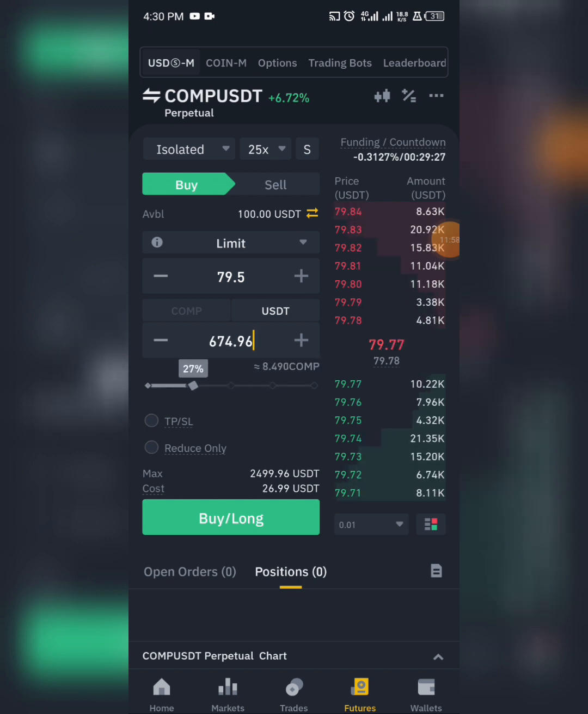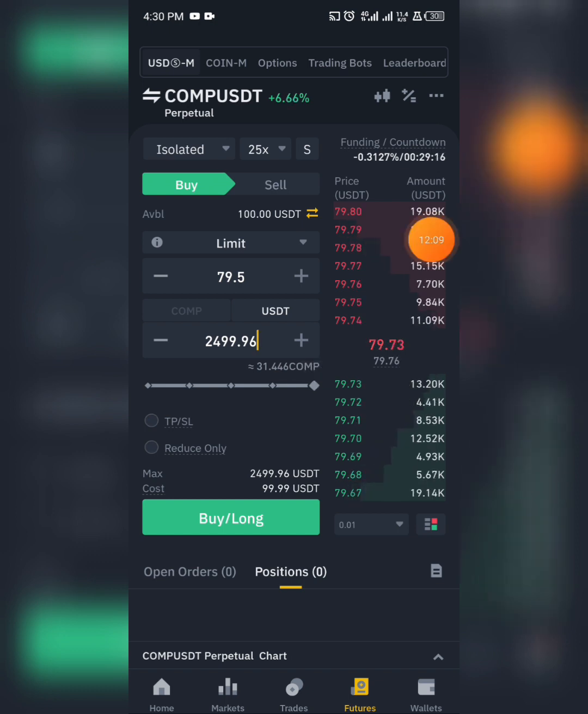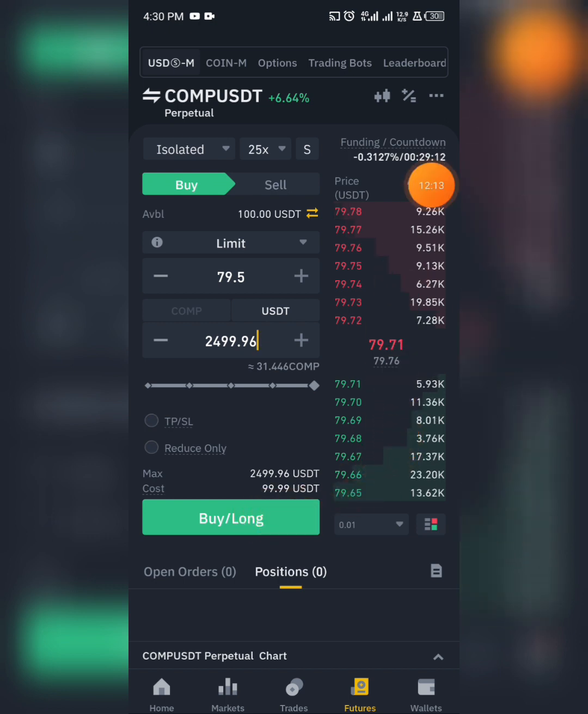If I want to trade with 100% of my capital, I put it on 100%. If I want to trade with 50%, I put it on 50%. Do you see it? So if I put 100%, it means I'm using my whole balance to trade. You can see it here, $99.99. Okay, so I'm going to place a live trade to show you how to pick a trade.